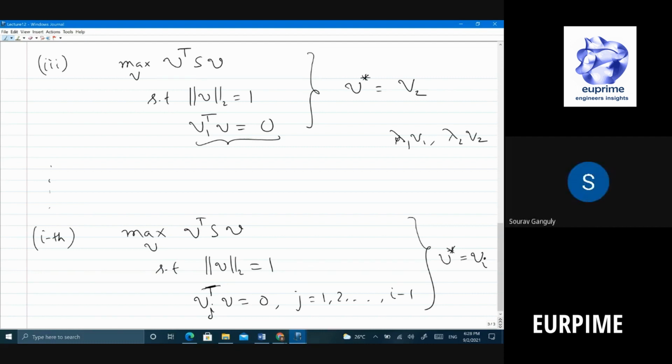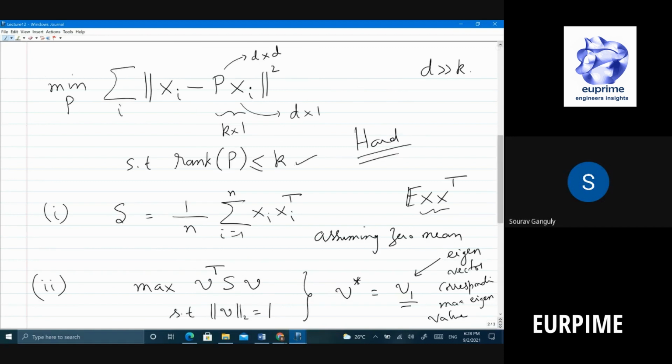Sir, do we first calculate the eigenvalues and vectors and then propose this max V transpose SV? No, basically the intuition is that this particular problem says we are trying to find the first principal component here, right? It turned out to be the eigenvector, that's all. So essentially, in doing this process, you figured out that the eigenvalue decomposition is very, very important. Is that fine?